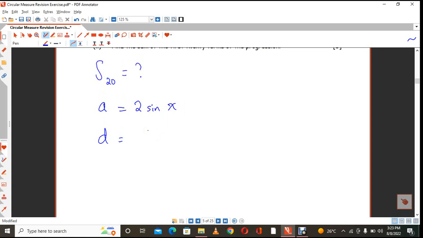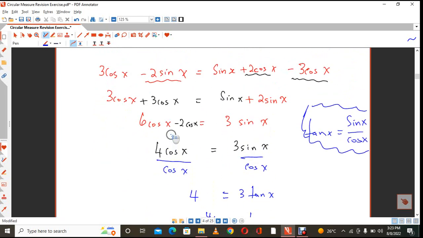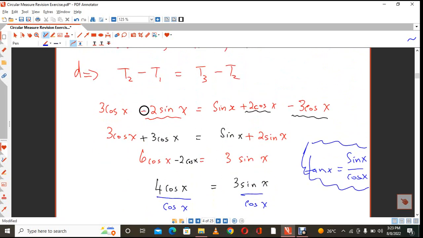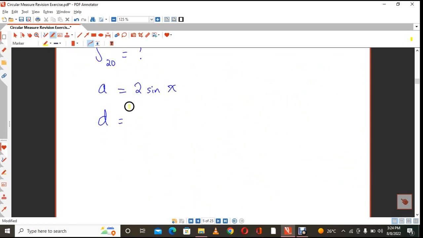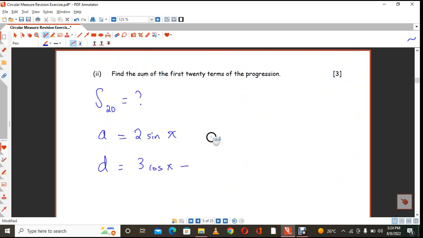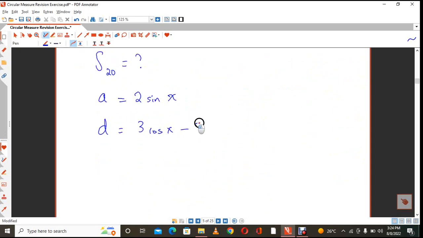And then what is our common difference? Well, we can find our common difference by subtracting the terms from each other. You have to actually find the value of x in order to find the common difference. So you either take these two and subtract them from each other, or the other ones on that side. But 3 cos x minus 2 sin x, that is our common difference. So it's 3 cos x minus 2 sin x.